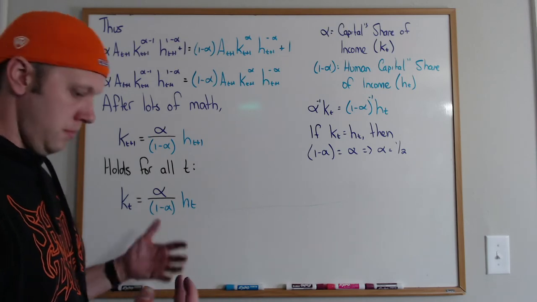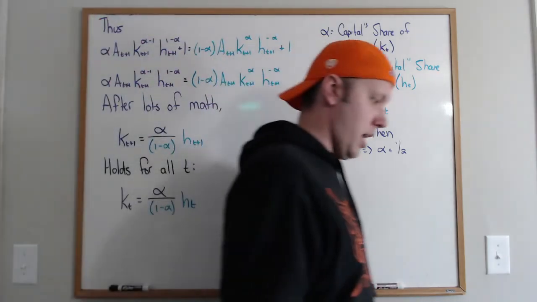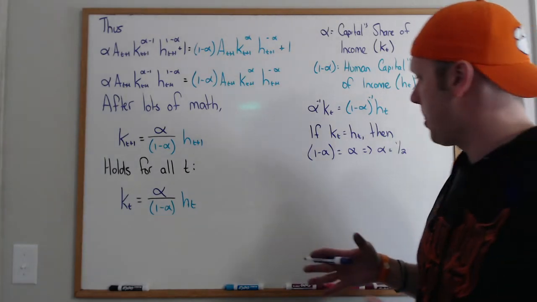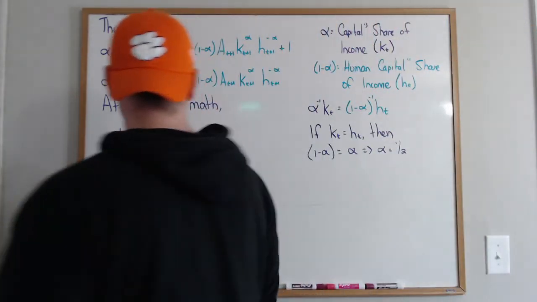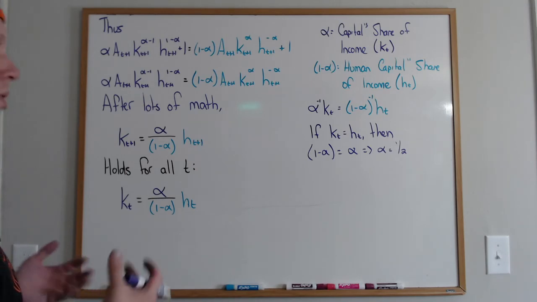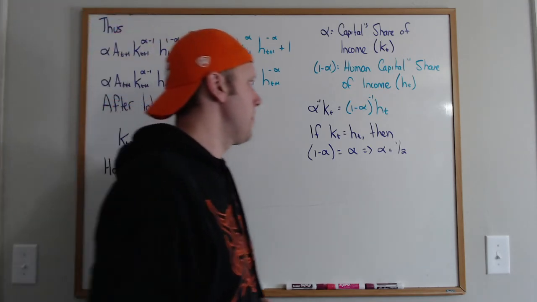But alpha doesn't have to equal 1/2, right? Alpha can be anywhere between 0 and 1. So think about what happens if alpha is closer to 0, right? Meaning capital's share of income is a little bit less than human capital's share of income. Which one do we invest in more?